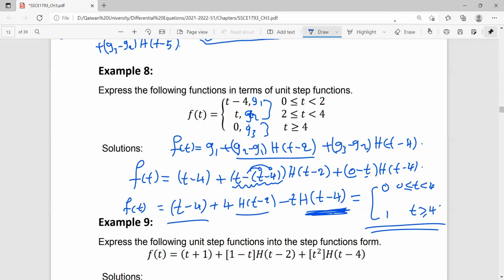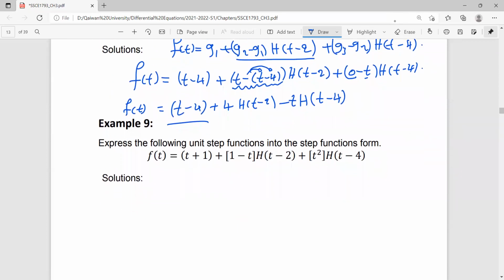No, you cannot change to that. How do you change these limits? No, it couldn't be changed to the previous one. These two are not equal, so you just leave it the same. So this is the simplest form of this unit step function.